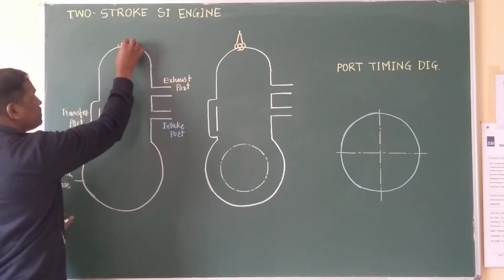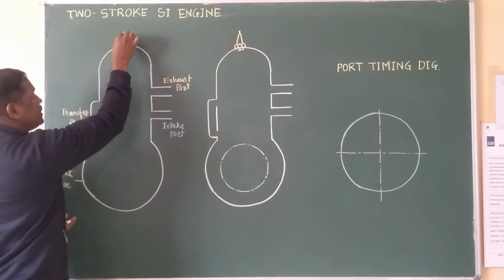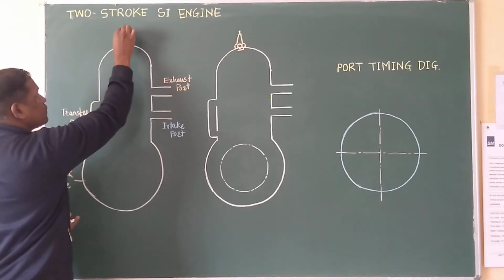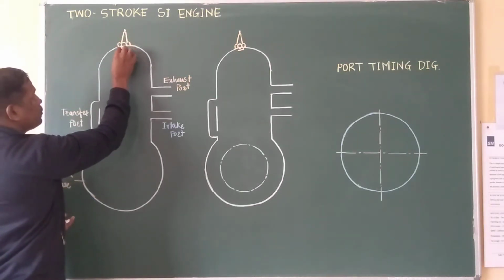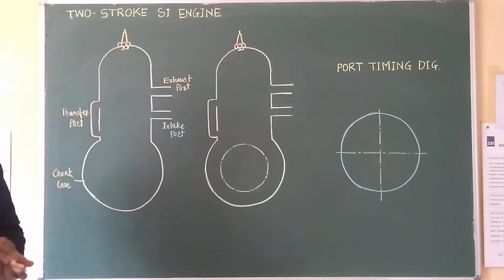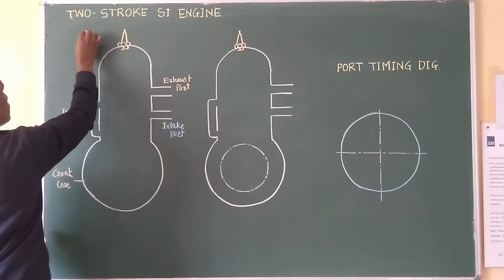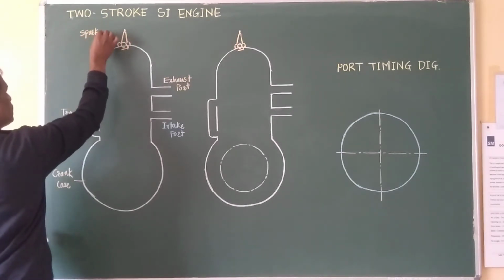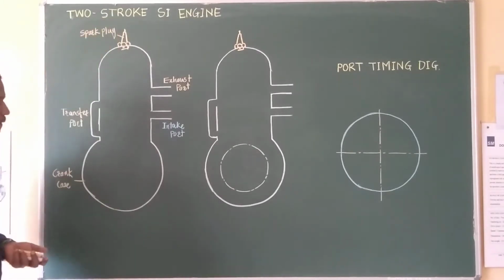And at the top we have one spark plug. How to draw a spark plug? Draw simple 3 lines, then join this and make a triangular shape. So this is the center electrode, and on the bottom side there is the center electrode and an L-shaped ground electrode. So this is a spark plug.